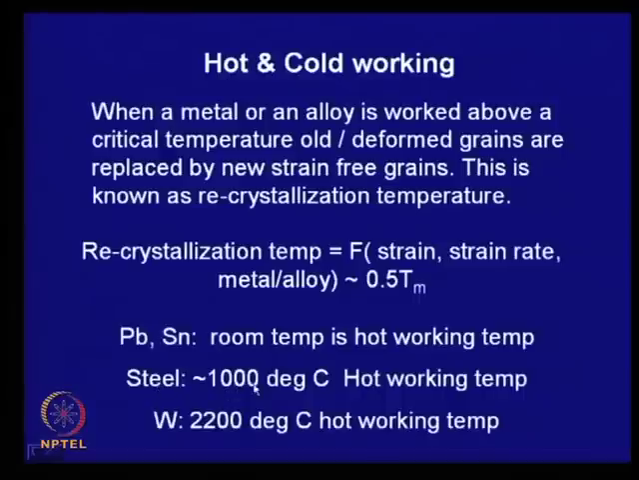And steels are hot worked at temperatures maybe 900 or 1000 or above, whereas for tungsten the melting point is very high, above I think 3000 degree centigrade. So, even if you work at say 2000 degree centigrade, it may be cold working. So, 2200 degree centigrade is roughly the hot working temperature for tungsten.